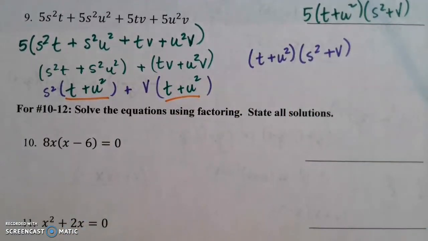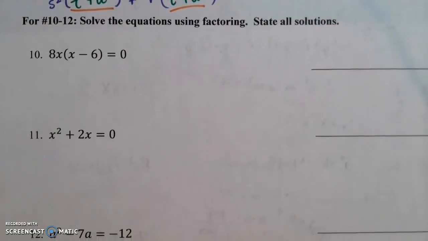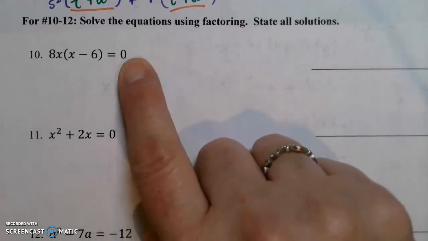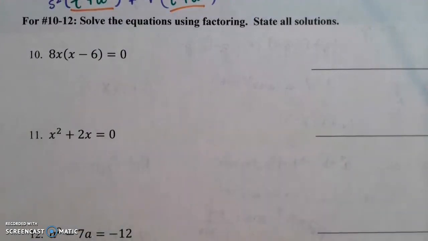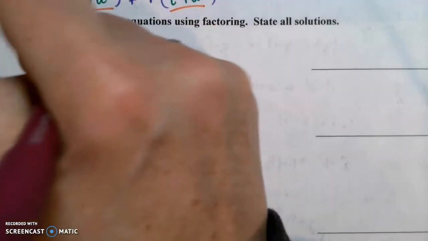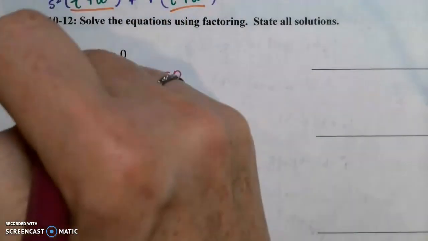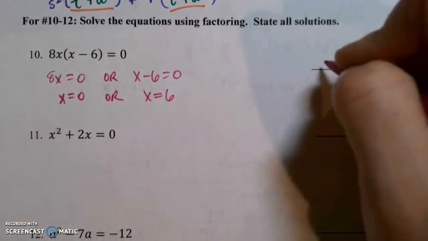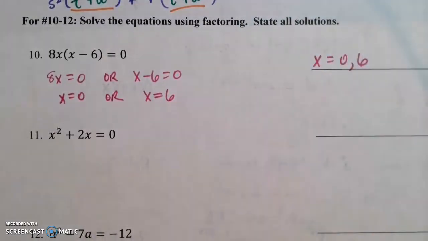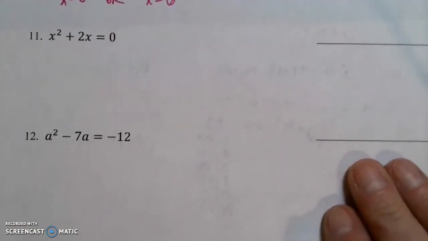All right, the last 3. Solving these using factoring. So if it's like number 10, it's already factored for you, and it's set equal to 0. Remember, that's the big thing. Can't let that go by. If it's all multiplication and set equal to 0, so we can say 8x equals 0, or x minus 6 equals 0. So x equals 0, or x equals 6. So those are the 2 answers we will have for number 10. Sorry, that was 10.